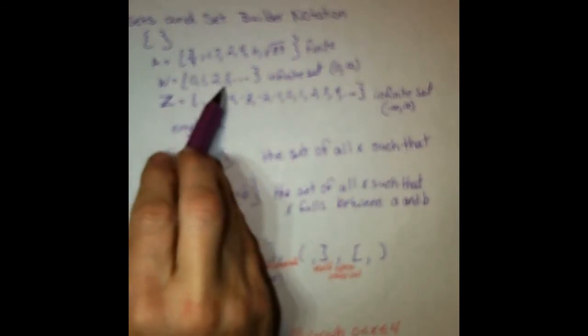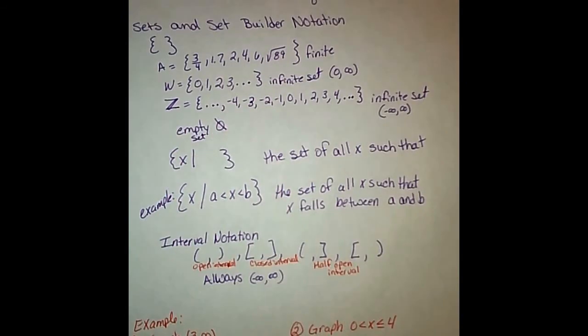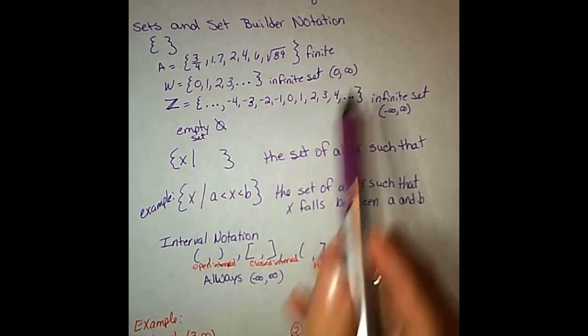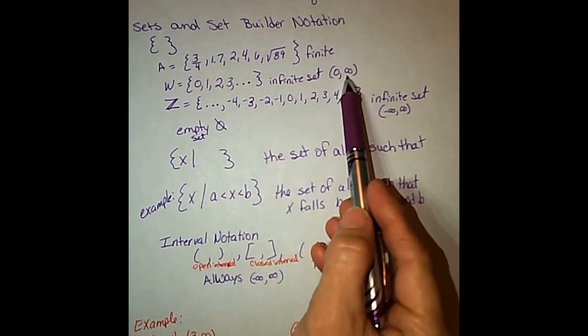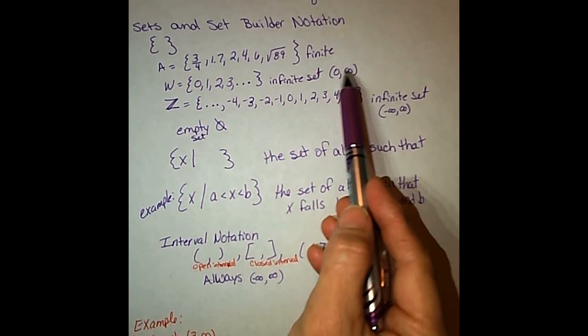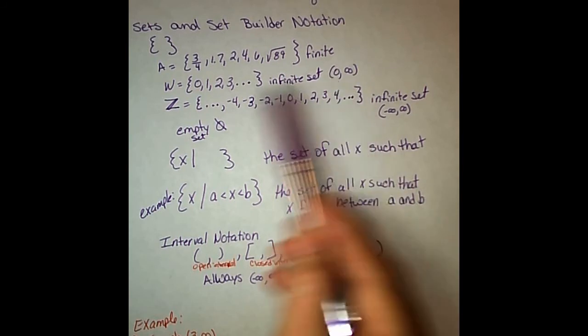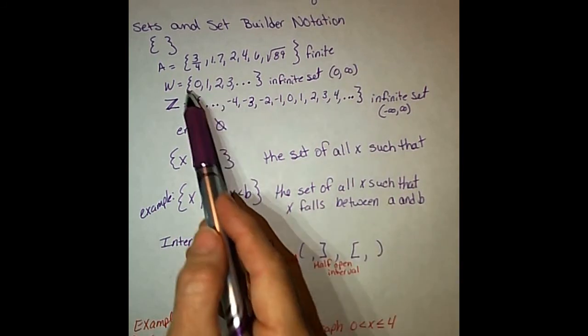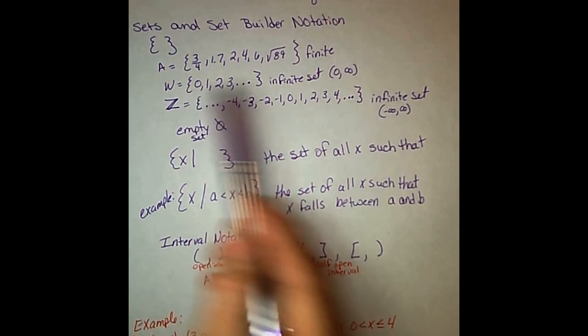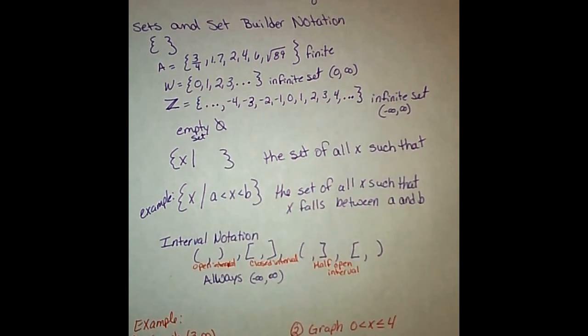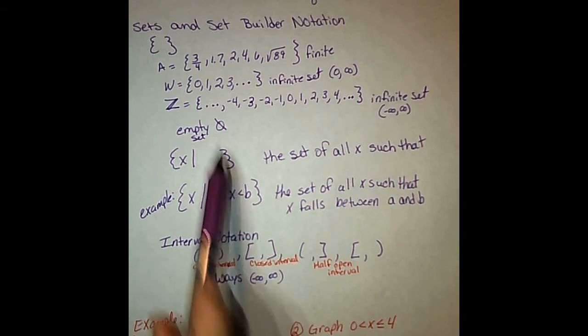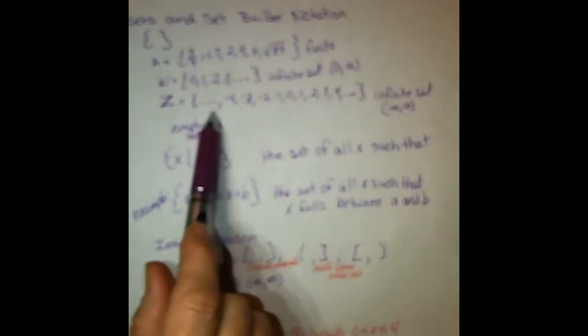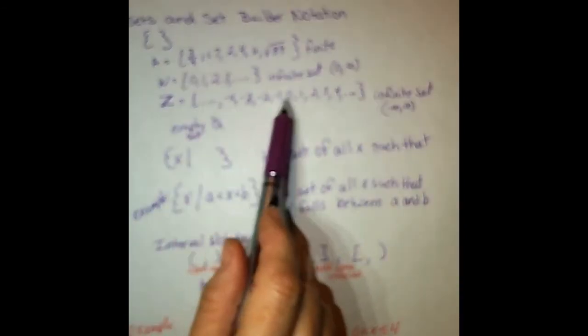Where W says 0, 1, 2, 3, dot, dot, dot, meaning going off to infinity, right? We have a set that's 0 to infinity. I use parentheses on this because, one, we cannot stop infinity, so we always use a parenthesis on it. I use a parenthesis on 0 because it's not determined here if it's open or closed, but this is a notation.